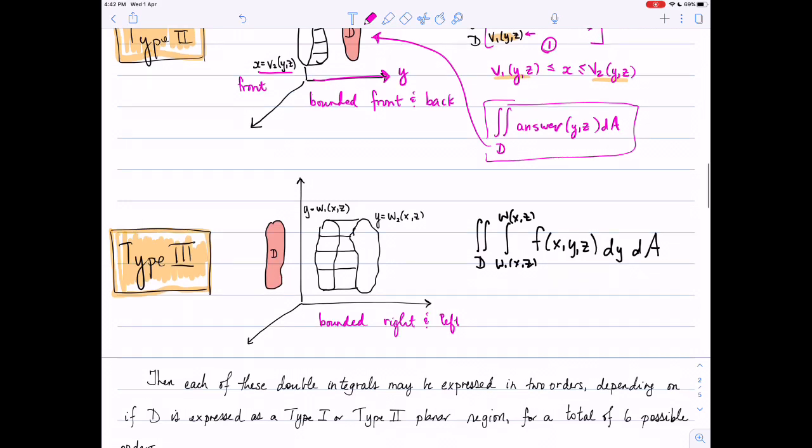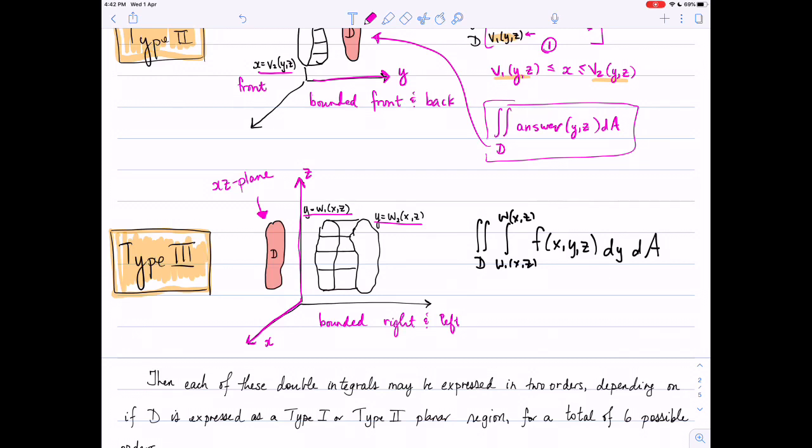So here's a function which is the right bound of our solid: y is equal to w2 of x and z. Here is our function which is the left bound. And so if y is the dependent variable, then the independent variables are x and z. And so the input region, or the shadow region, is going to be in the xz plane this time.